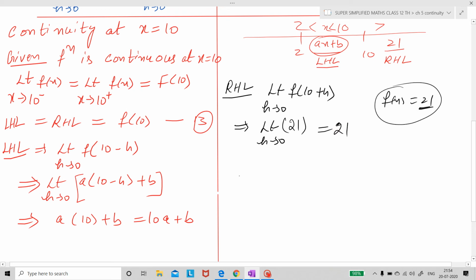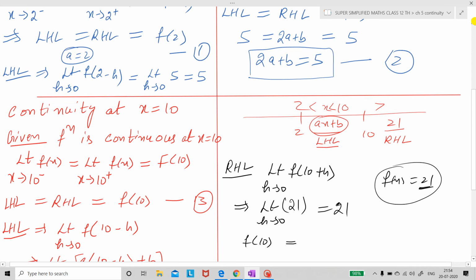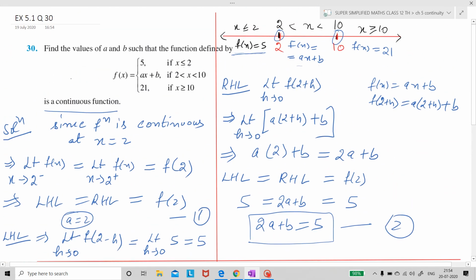Now let us see what is the value of the function at the point 10. We have to find out f(10). So question says that f(x) is, you can go through the question again, f(x) is 21 when x is greater than or equal to 10. You can see here f(x) is 21 when x is greater than or equal to 10. That means for x equal to 10, f is 21. That means f(10) is 21.